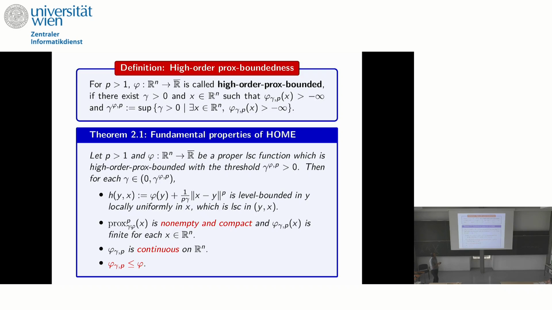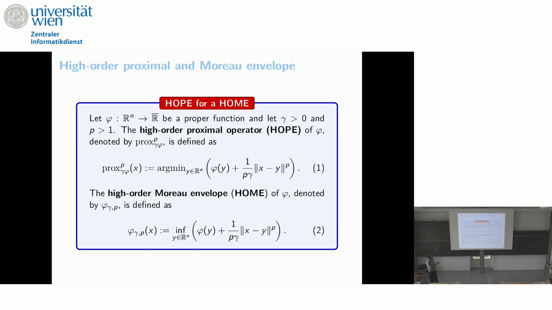Okay, so in order to make sure that this prox that I defined here, before here I made this abbreviation here. By HOPE, I mean a high order proximal operator, and by HOME, I mean high order Moreau envelope.